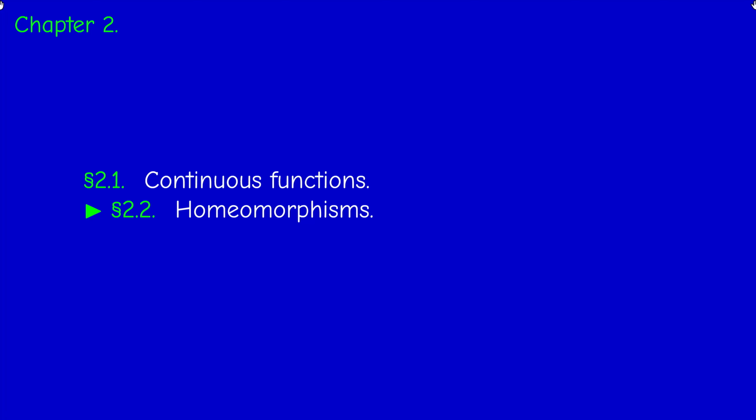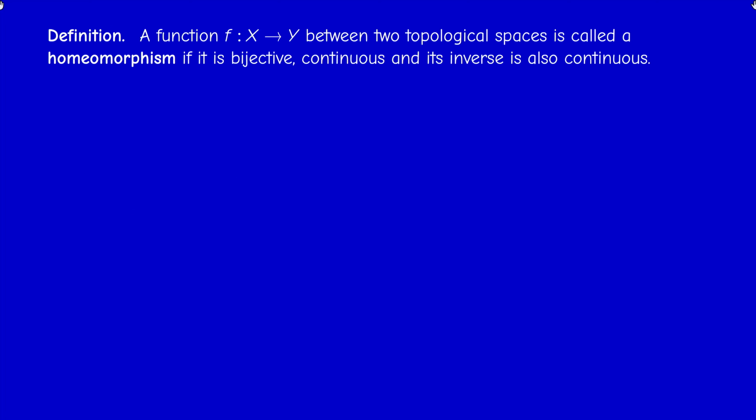For two topological spaces, saying that two spaces are homeomorphic means that they can be identified. They have the same topological structure. So we cannot really distinguish between them. And now first I will give the exact definition, and then I will give very important examples, fundamental examples of homeomorphism.